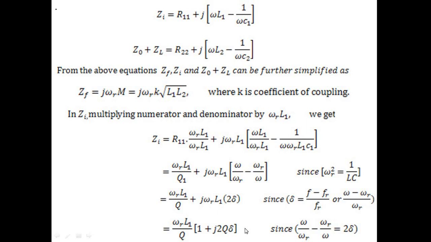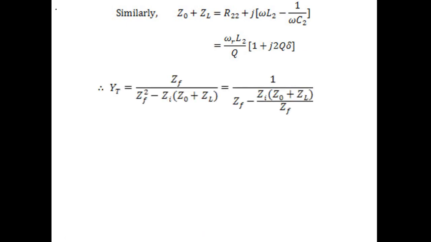Similarly, taking the third equation, Z0 plus ZL, which is equal to R22 plus J into omega L2 minus 1 by J omega C2. You try to derive in the same way. We will get it in this form, omega R into L2 divided by Q into 1 plus J into 2Q into delta. Try to substitute all the three different formulas we have derived for Zi as well as Z0 plus ZL in the transadmittance.